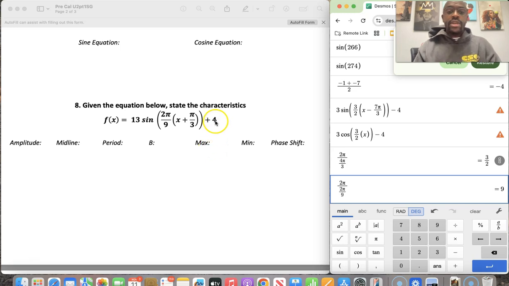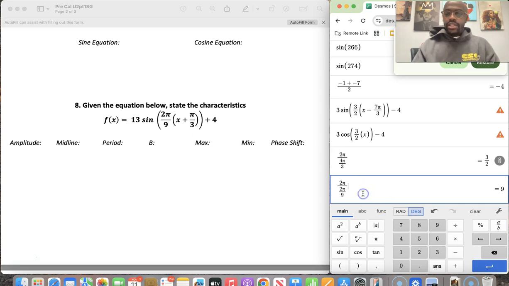The max, so if the midline is 4, my amplitude is 13. So that means 13 is the distance from the midline to my maximum. So 4 plus 13 gives me 17. So that's my maximum. 4 minus 13 gives me -9. So that's my minimum. And then the phase shift is going to the left pi over 3 because it's the opposite sign of what you naturally think when you're talking about a horizontal shift.